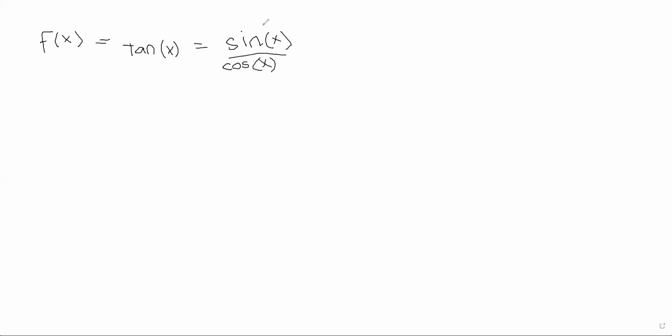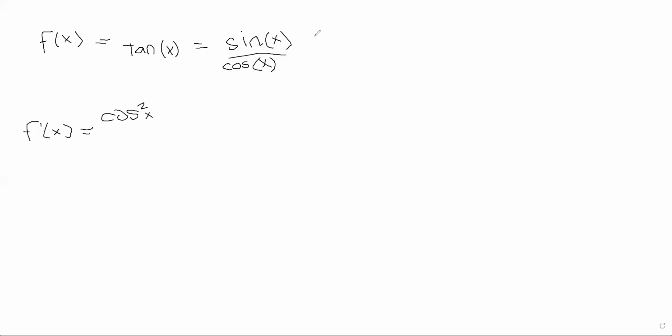So let's use the quotient rule to take the derivative of this function. The quotient rule tells us that whenever we want to do something like this, we're going to take the derivative of the top times the bottom. So the derivative of our top function, sine of x, would be cosine of x. We're going to have cosine of x times the bottom function. So cosine of x times cosine of x. Going to write that as the cosine squared of x.